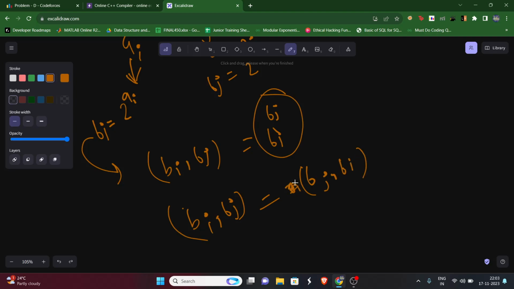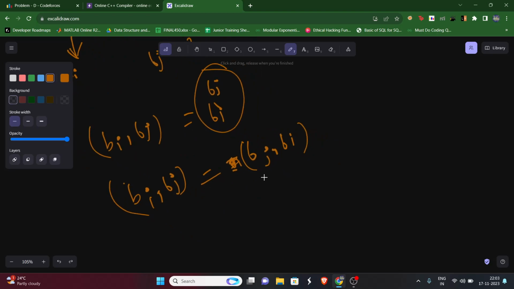Here it's equal. Okay, so what does that mean? That means if we write this as B of I to the power B of J, because that's what combination means, and here it will be B of J to the power B of I.